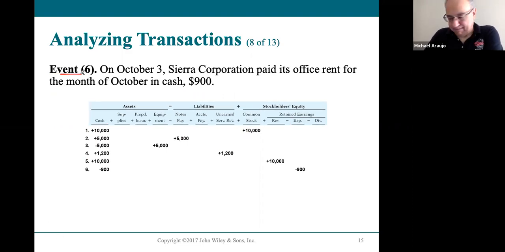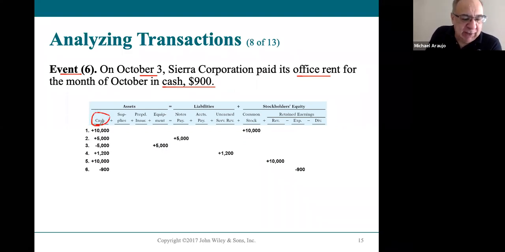Event number 6, and we moved on to the bottom of page 96. Also happened on the 3rd of October, and it looks like they paid rent, $900 for rent. So again, when you pay rent, you're going to be paying in cash. So in this case, if you're paying in cash, you have less cash. So it shows here we have less cash for $900.